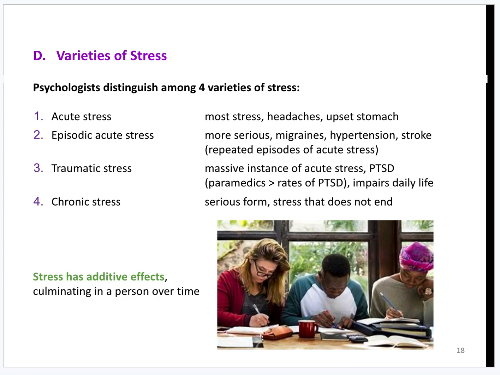The next 2 are somewhat different. So there's traumatic stress, like seeing a car accident or the death of someone. These are major events in your life. So massive instances of acute stress. It's also called PTSD. They talk about paramedics, how they have significantly higher rates of PTSD. People with PTSD, it significantly impairs your ability to function in your daily life.